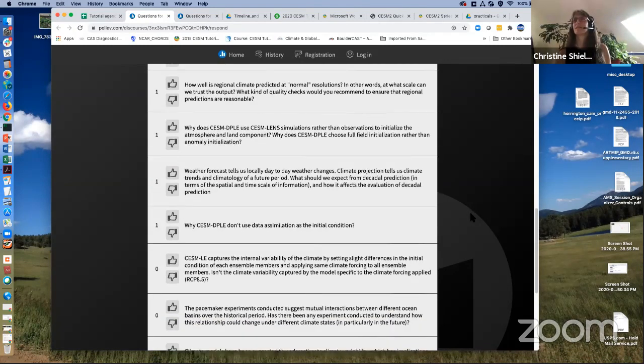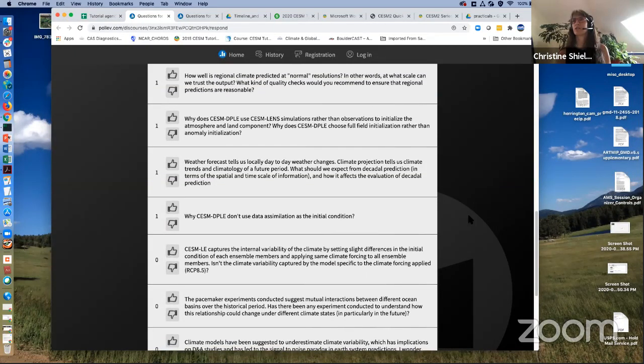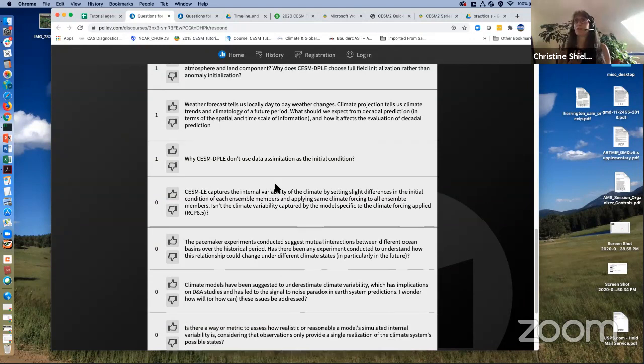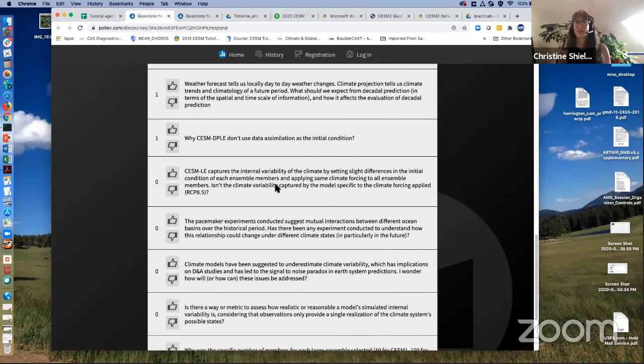I think the next question that Yaga answered was about the full field initialization for the decadal predictability, so we'll skip that one because it was already answered. And then here is the next. Weather forecast tells us locally day-to-day weather changes. Climate projections tell us the climate trends and climatology of a future period. What should we expect from decadal prediction in terms of the spatial and time scale information and how it affects the evaluation of decadal prediction? Someone want to take a crack at this one?